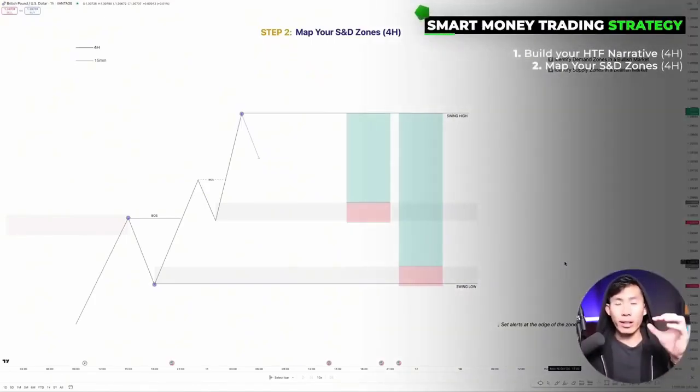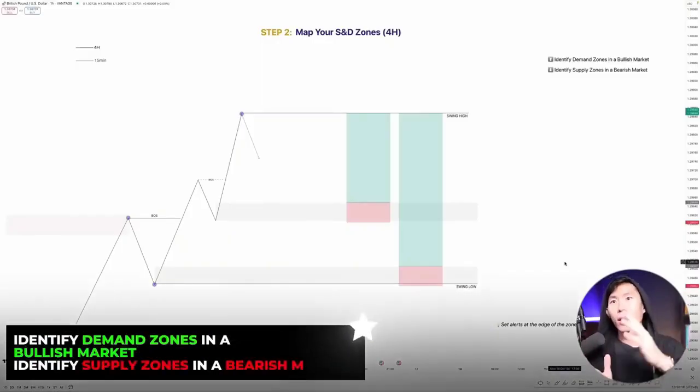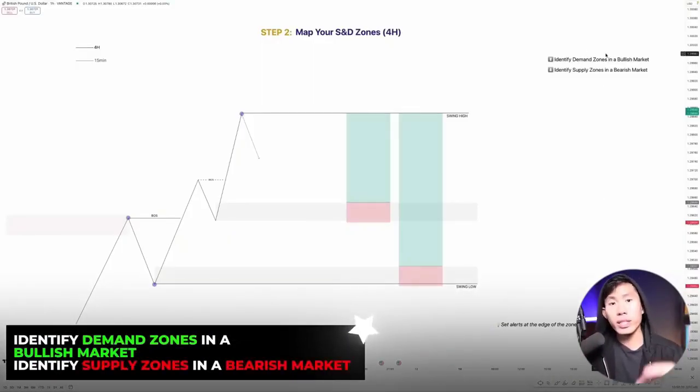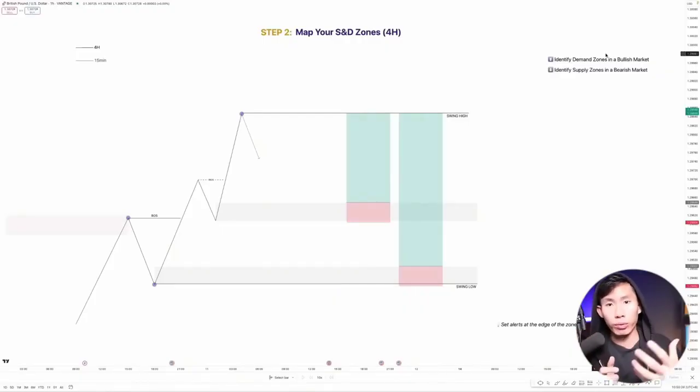So for the second step, we are still on the 4-hour time frame, and this is when you want to map out your supply and demand zones. In the last video, we have already taught you how to map out your supply and demand zones. And I'm not going to go through the entire thing again, but basically, you want to identify demand zones in a bullish market, and you want to identify supply zones in a bearish market. Because these are the zones that are aligned with our higher time frame trend, and we want to be able to trade with the trend, right?